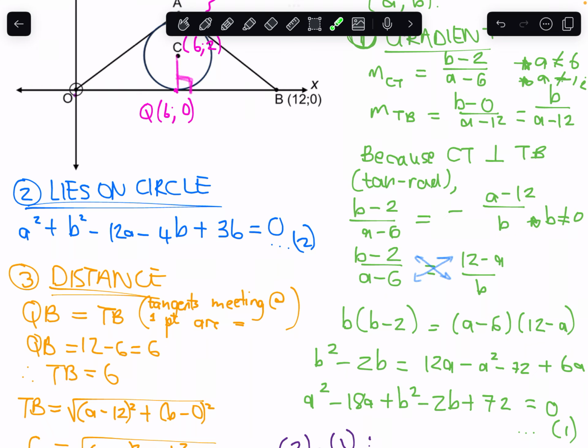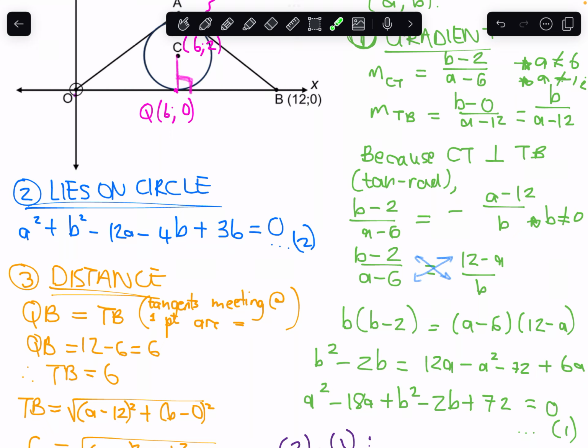Okay. Then I add a squared on both sides. So I've got this here. And then 12a plus 6a is 18a. So on the left-hand side, it becomes minus 18a plus b squared minus 2b. And then this also comes across and becomes plus 72 is equal to 0.